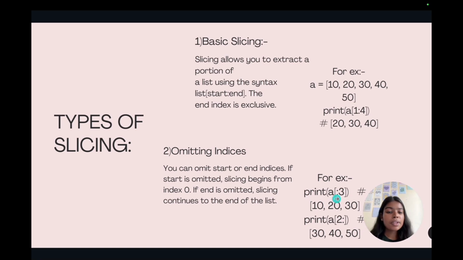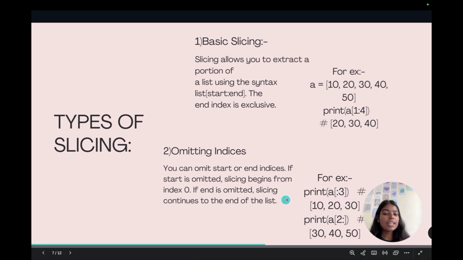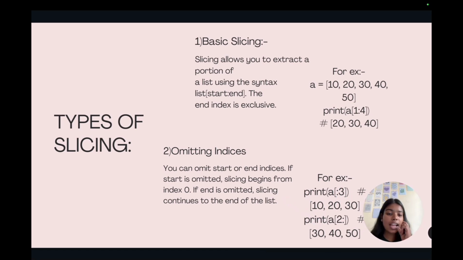For example, print a[:3]. So it will start from the beginning, that is the 0th index, and will exclude 3. It means it will be up to the second index, that is 10, 20, and 30. And in the second example, we are saying print a[2:]. So it will go to the end from the second index. So 30, 40, and 50.